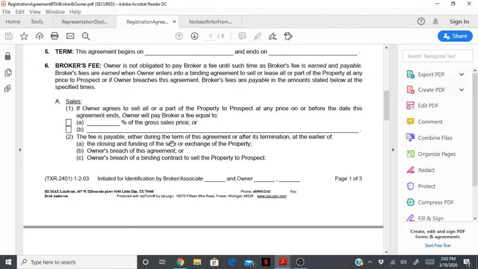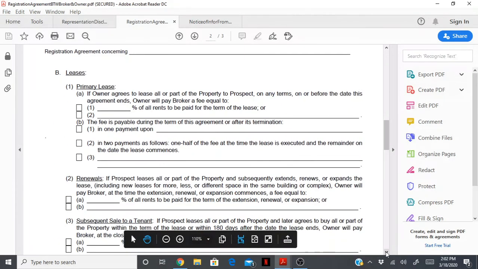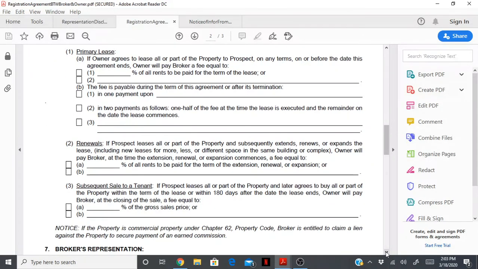Okay, this fee is payable either during the term of this agreement or after its termination at the earlier of A, the closing and funding of the sale or exchange of the property, B, owner's breach of this agreement, or C, owner's breach of a binding contract to sell the property to the prospect. Okay, so again, language very similar to a listing agreement. So page 2 addresses whether or not it's a lease. If it were a lease, you would fill in the blanks there.